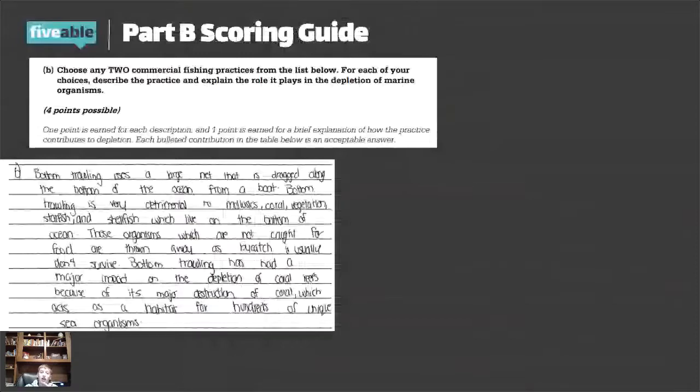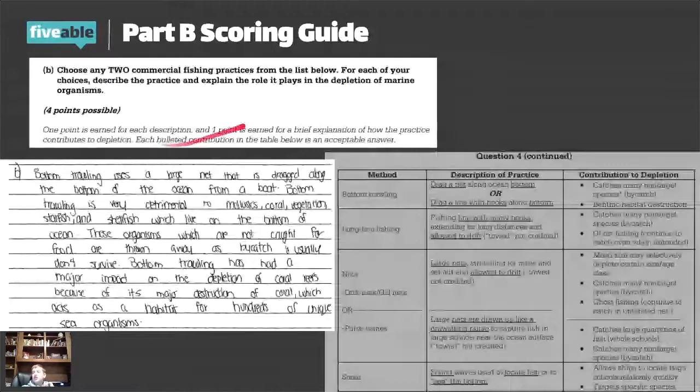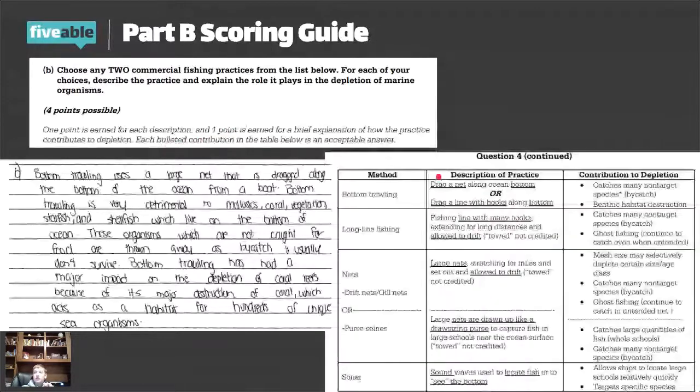I'm not going to read this one out loud since it's a little bit longer. You can read it and see what you thought the points were. All right, so they identified bottom trawling as one of the 4. So let's see. They had to describe the practice and see how it plays a role in depletion or overfishing of environments. So they said bottom trawling, that's good.